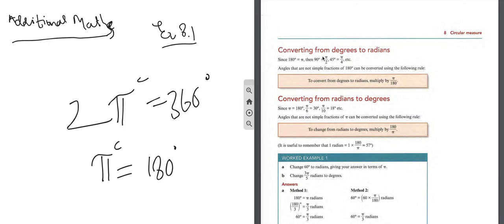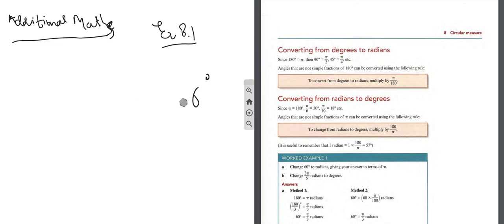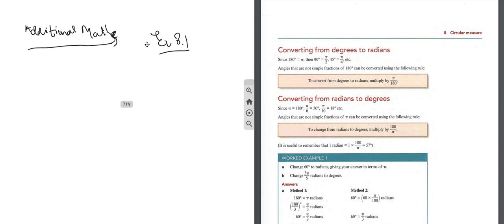Converting from degrees to radians. The same concept is there. Since 180 degrees is equal to pi radians, if you divide this by 2, then a 90 degree angle will be equal to pi by 2. Let me just erase this. I'll draw it differently. Here you can see, in that case, we can say that 90 degrees is equal to pi by 2 radians.